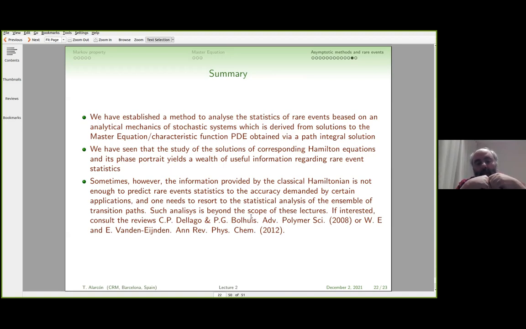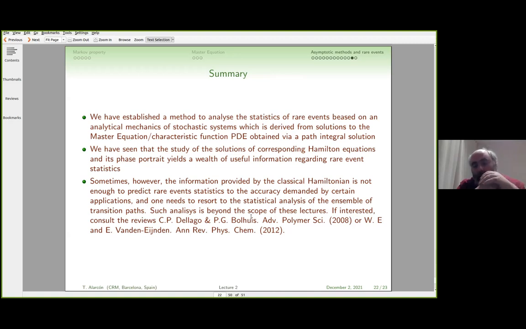sometimes the classical Hamiltonian is not enough to predict the rare events. And then we need to analyze the ensemble of transition paths. And that's a much harder thing to do.